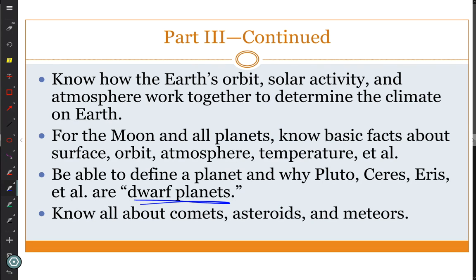Notice it says know all about comets, asteroids, and meteors. It doesn't say know all comets, asteroids, and meteors. So we've talked about comets already. Asteroids, where do we find most of the asteroids? In the asteroid belt, which is where? Between Mars and Jupiter.